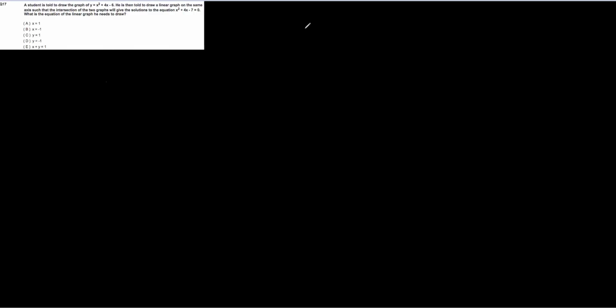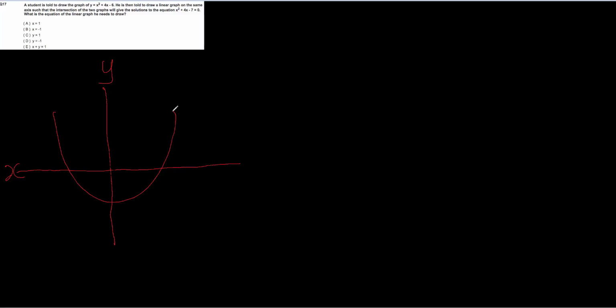This question is testing knowledge of quadratic graphs and linear graphs. A graph has a y-axis and an x-axis. The quadratic graph is called a parabola. The shape or the form of a quadratic graph is called a parabola, and it's usually a U-shaped graph. It can also be an inverted U.